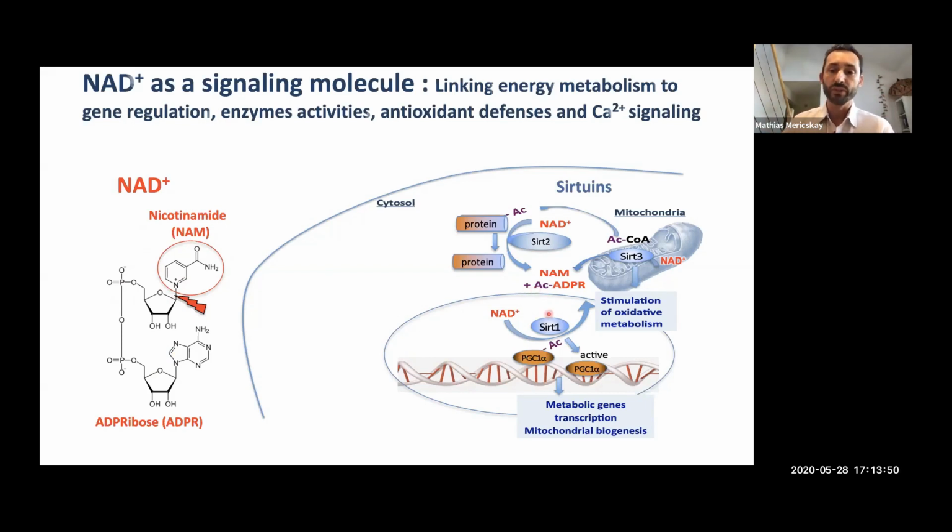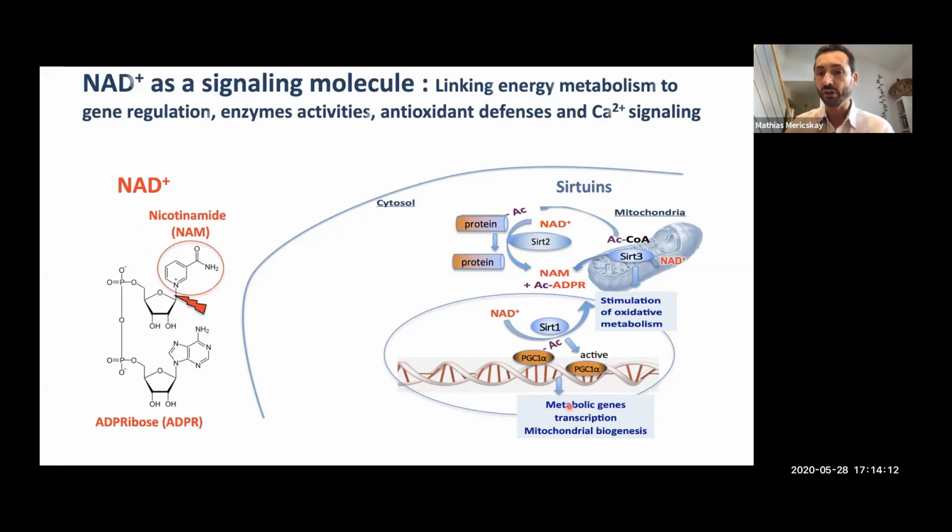And all these enzymes, and especially SIRT3 and SIRT1, have been shown to stimulate oxidative metabolism, and for SIRT1, to stimulate notably through PGC1 alpha, but there are other targets of SIRT1 in the nucleus, the transcription of metabolic genes and the process of mitochondrial biogenesis.